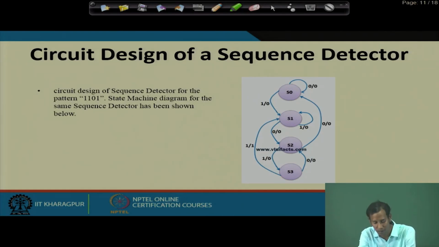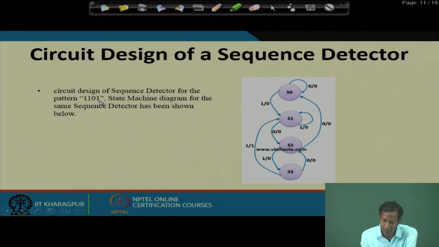At the very beginning, what we have to do is write, or draw, the corresponding finite state machine. As we have to select 4 different bits, that is 1101, we will have 4 different states. So the states are S0, S1, S2 and S3.